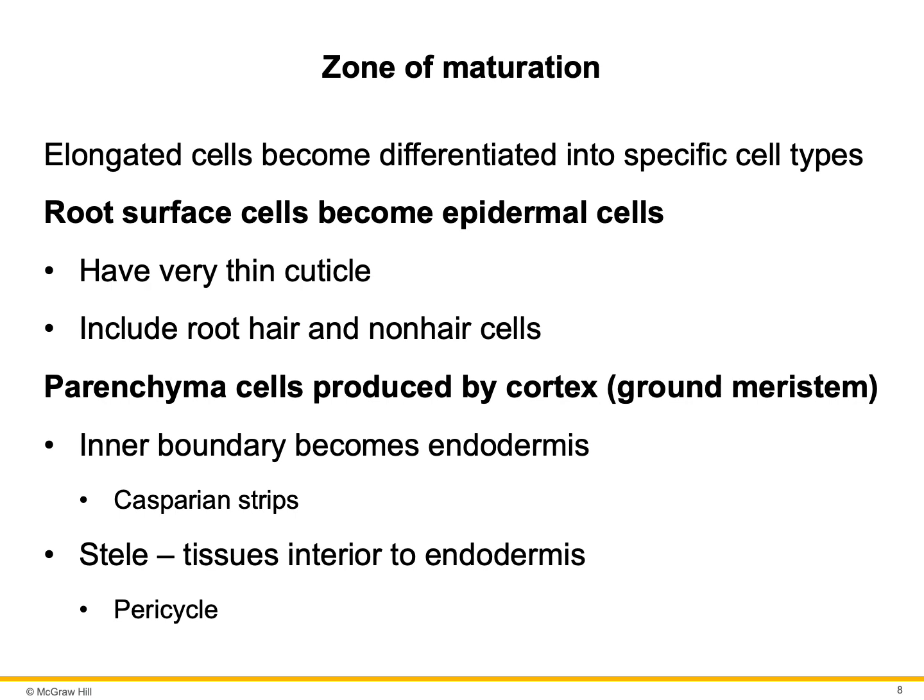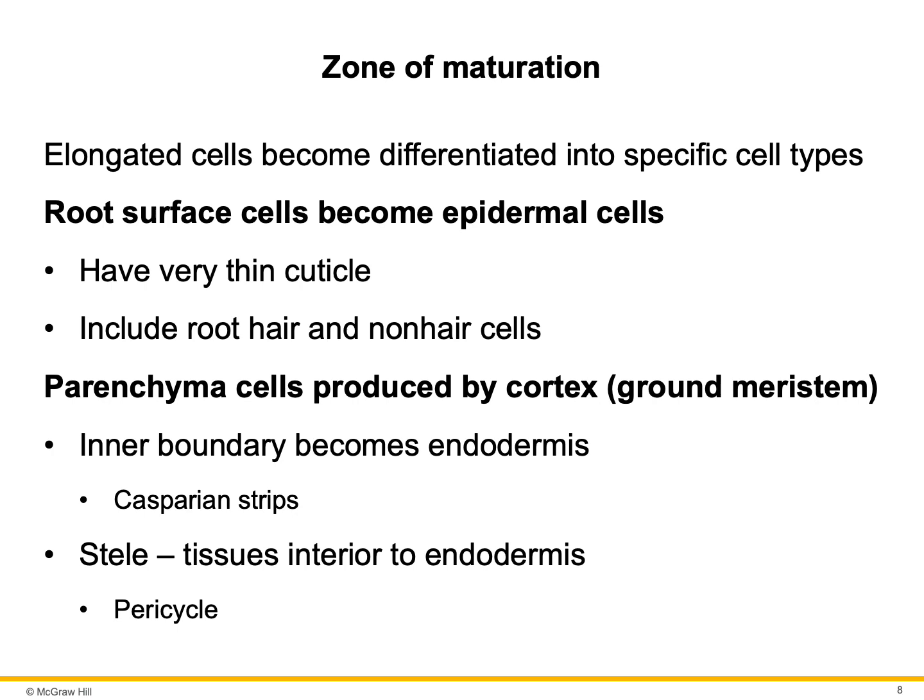So the last zone in root development is called the zone of maturation. In this zone, elongated cells become differentiated into specific cell types. Cells of the root surface mature into epidermal cells, which have a very thin cuticle and include both root hair and non-root hair cells. Parenchyma cells produced by the ground meristem, called cortex, store food.